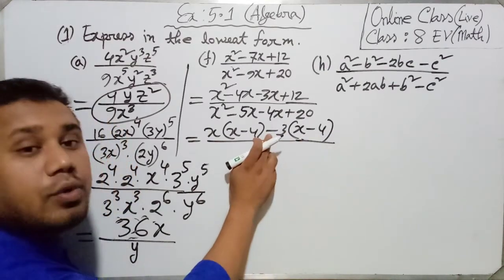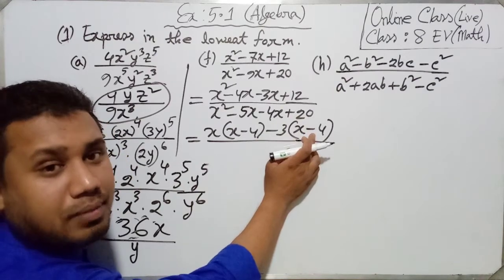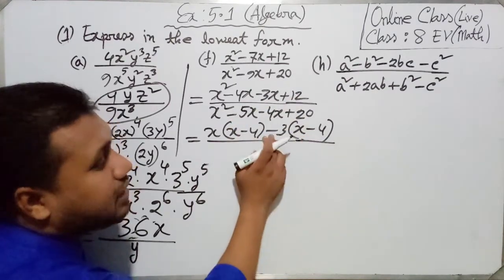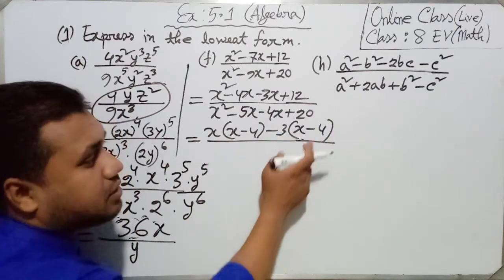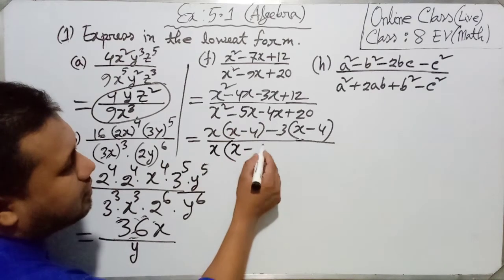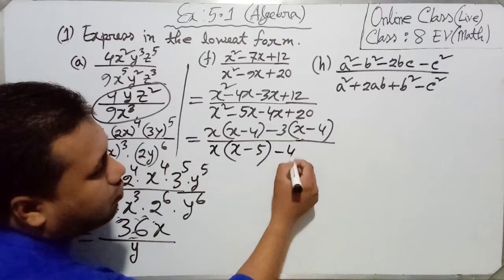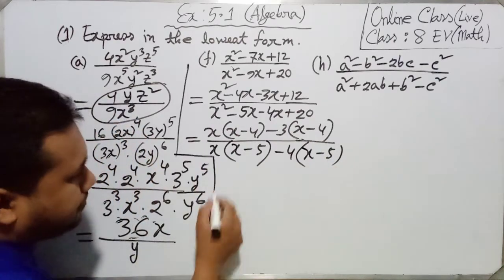Look dear student, here we take common minus 3. So this plus will be minus. Common means you have to divide. Minus 3 common, that means you have to divide plus 12 by minus 3. So it will be minus 4. Now here x is common, so answer x minus 5. Here also minus 4 is common, so it will be x minus 5.